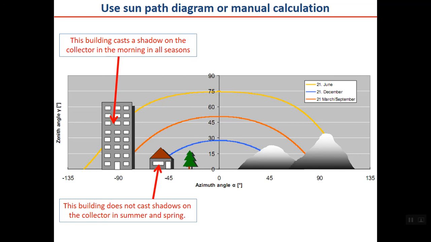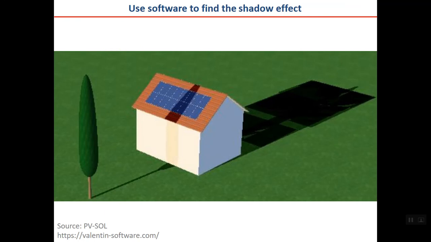You can do it manually, and use of some trigonometry will suffice to do that. The other way is to use software to find the shadow effect. For example, this is a screenshot from PVSol software, and also some other software. PVSol has a very interesting shading calculation option. It's really interesting. I did not see a similar one in the other software.